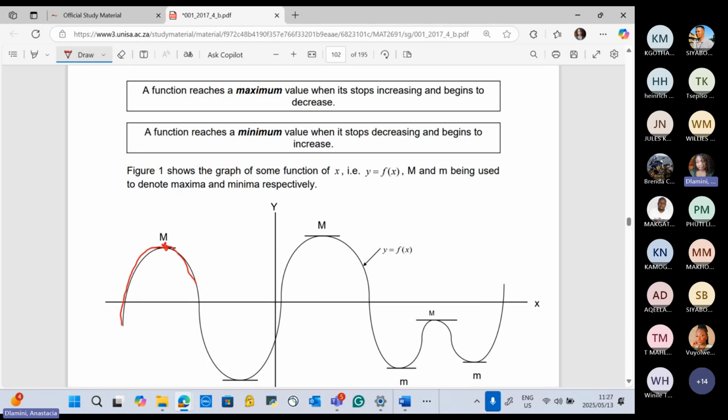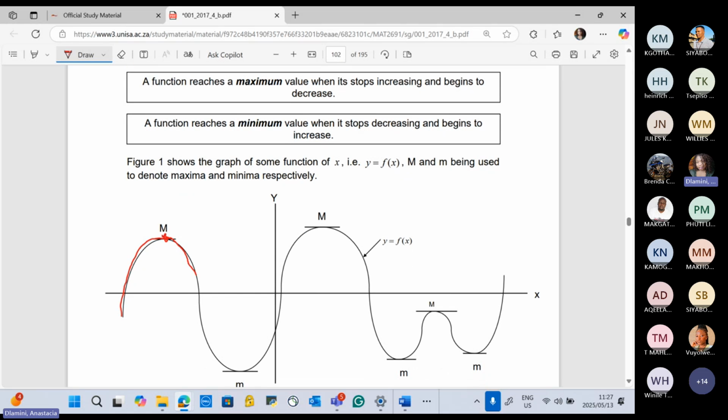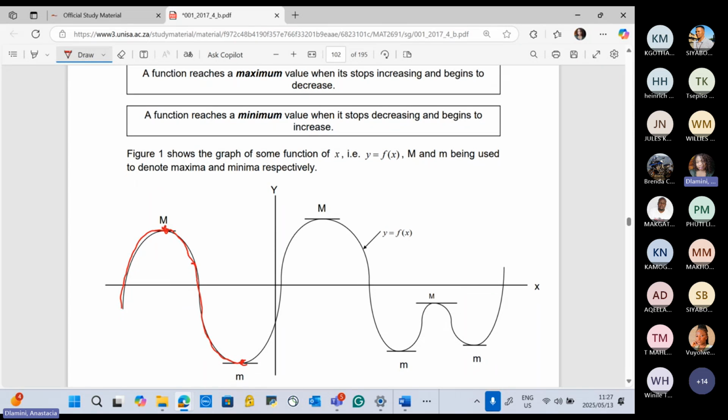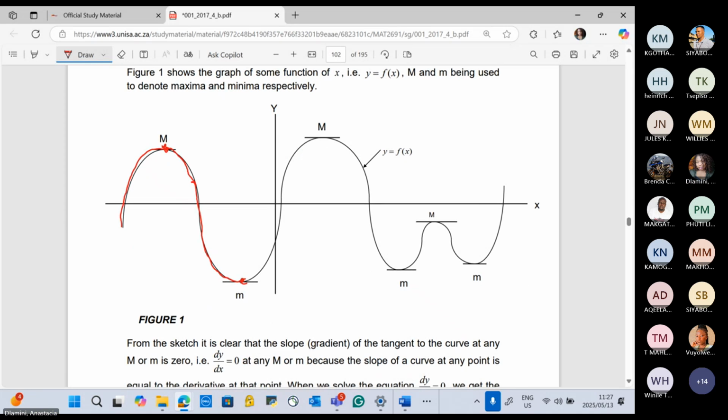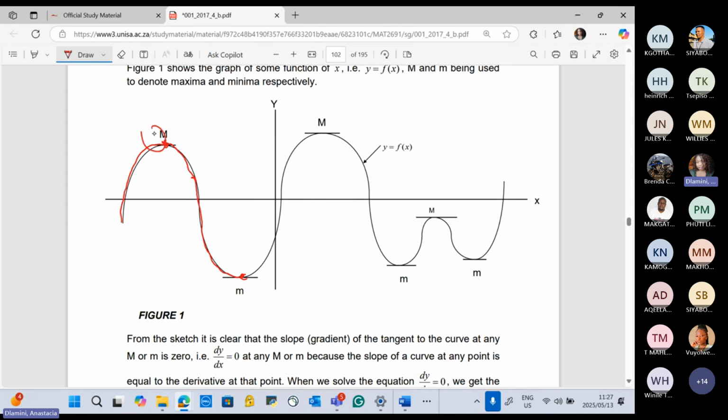And they say a function reaches a minimum value when it stops decreasing. So it decreases, and then it comes here, then it becomes minimum. So as shown in this figure, right, we have maximum, and we have minimum, and minimum.